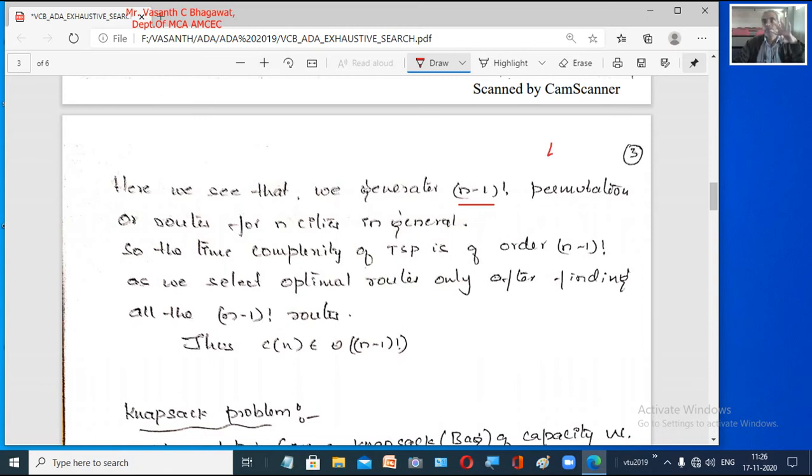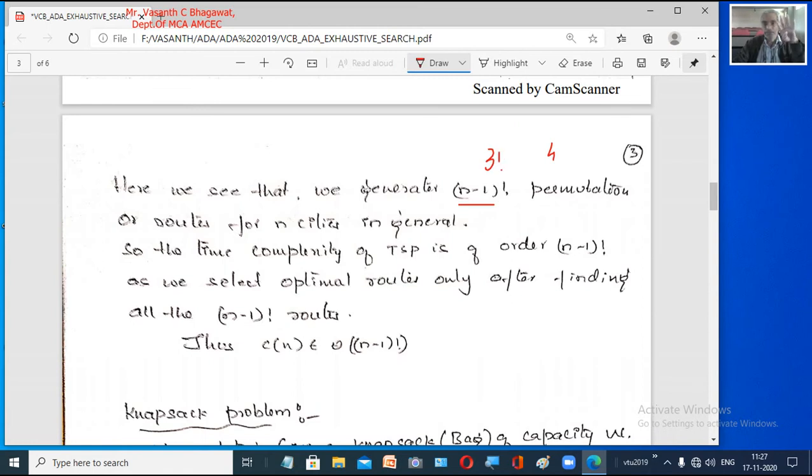Now n minus 1 permutation, that means 4 minus 1, that is 3. So 3 permutations. So how much will we get? 3 permutations, so 3 into 2 into 1, right? The formula for permutation, you know that. So 3 into 2 into 1 is 6. Totally 6 routes are available for us if you have got 4 cities.